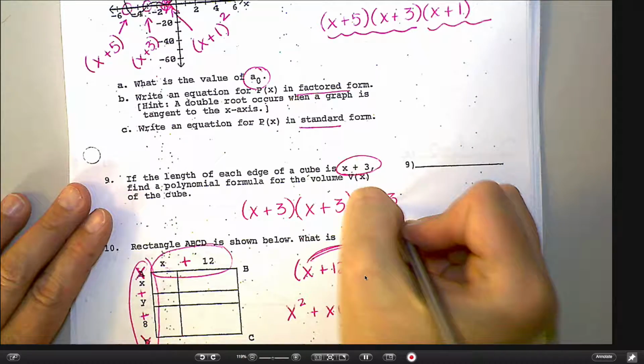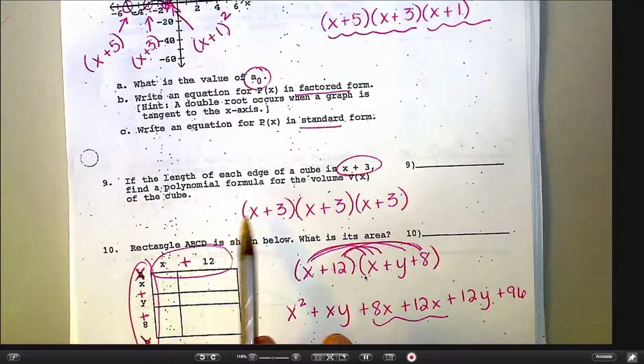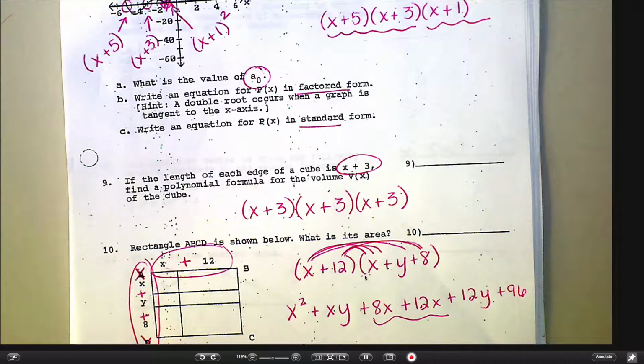This same question was on your last test, and I accepted it if you wrote it like this, or just like x plus 3 to the power of 3, or if you multiplied it out and actually figured out what the simplified version of that was. I would take it either way. Okay? That's really all you have to do, take x plus 3 and cube it. Okay?